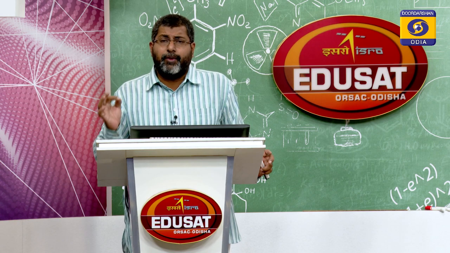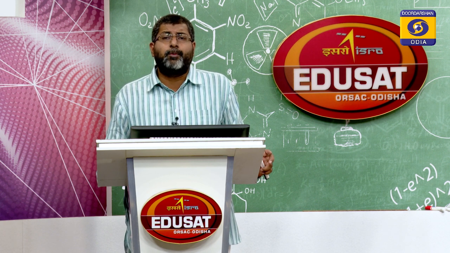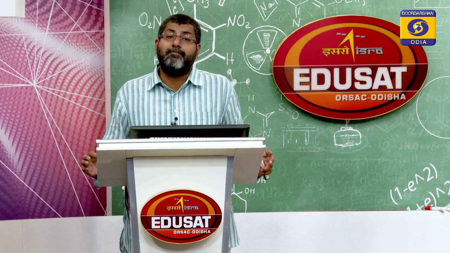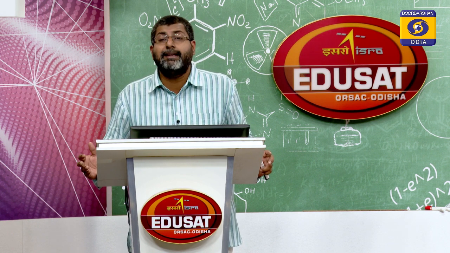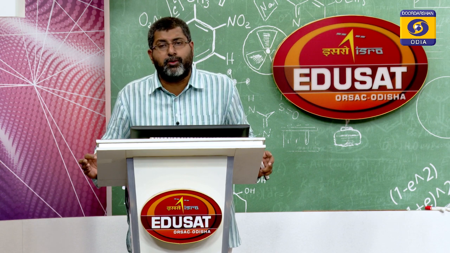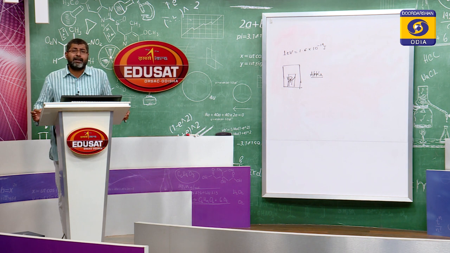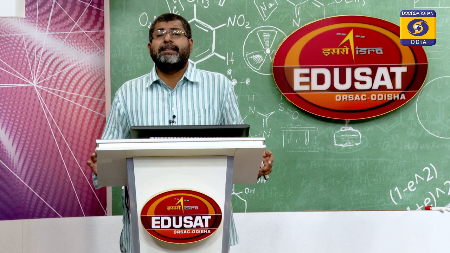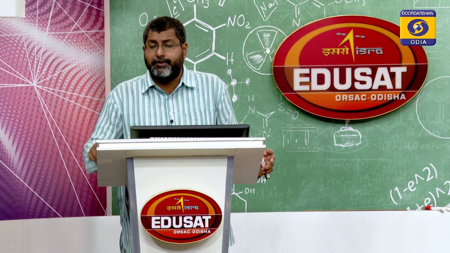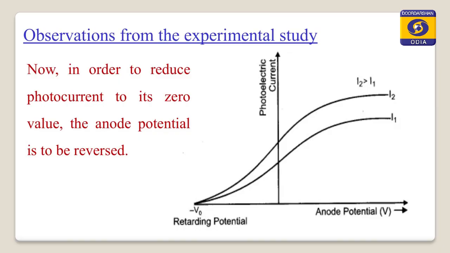Now, when we gradually increase this anode potential, what we will observe is that the number of electrons reaching the plate will gradually increase, and so also the strength of photocurrent, and beyond a certain potential the current attains its saturation value, and that value of current is called saturation current. Later on we will discuss that this saturation current will only depend upon the intensity of incident radiation and not upon its frequency.